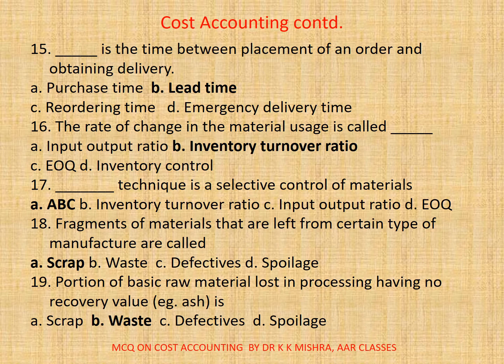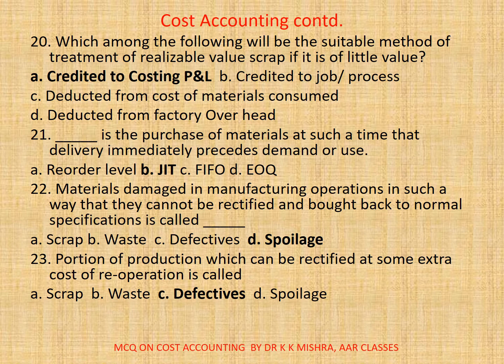18. Fragments of materials that are left from certain type of manufacture are called. A. Scrap, B. Waste, C. Defectives, D. Spoilage. Correct option is A. Scrap. 19. Portion of basic raw material lost in processing having no recovery value, for example, is. A. Scrap, B. Waste, C. Defectives, D. Spoilage. Correct option is B. Waste.